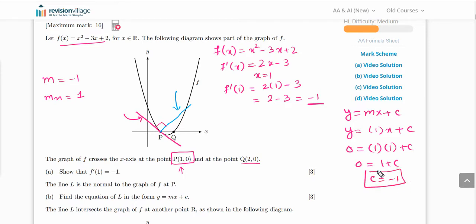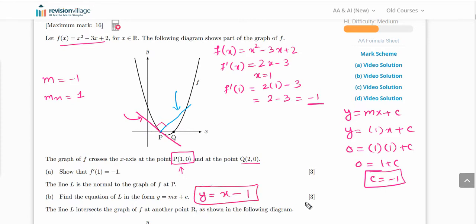So the y-intercept of this line will be equal to -1 and the gradient of this line will be equal to 1. So the equation of the line normal at point P will become y equals x minus 1.